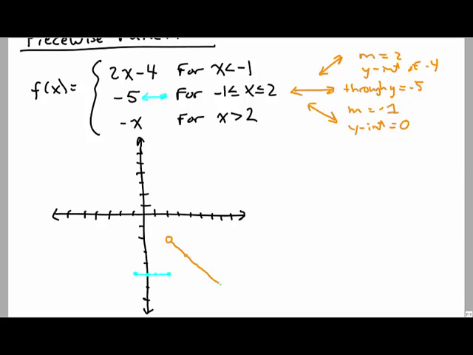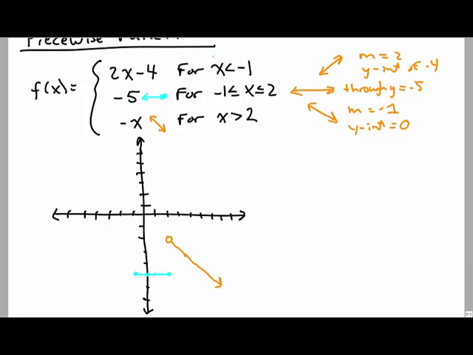So that's what this line looks like, and it goes on forever, so I could have an arrow on the end. So this is my orange line, and again, negative sloping line. Okay, last piece here, let's go ahead and look at our first function, and this is for x less than -1.